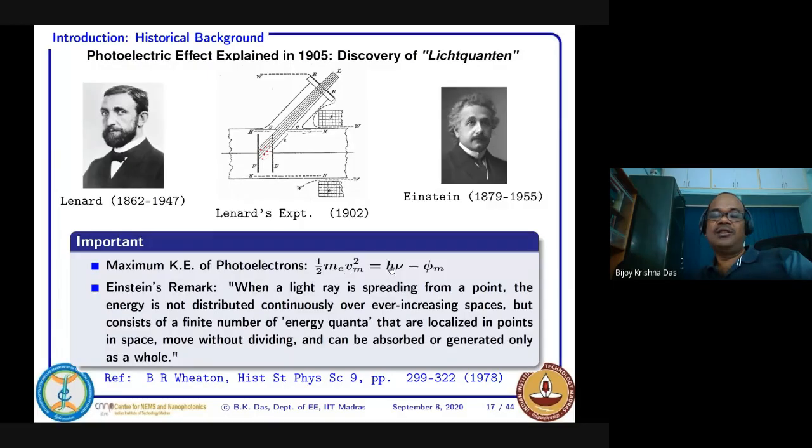So from light, only h nu amount of energy will be absorbed by the electrons, which are bound to the metal. Then the electron needs a certain energy to overcome the, what do you call that, the binding energy with the metal? That is actually called the work function. And that work function, if it is subtracted, the rest of the energy is taken by the electron as a free electron with velocity Vm, maximum velocity.